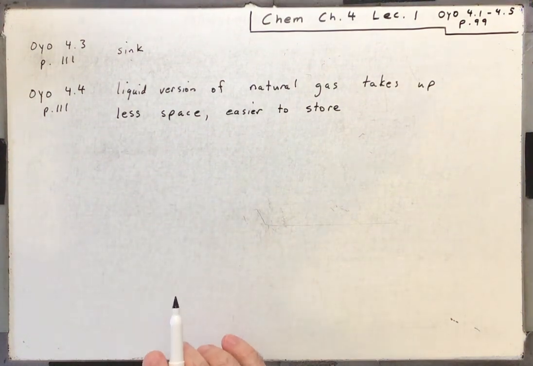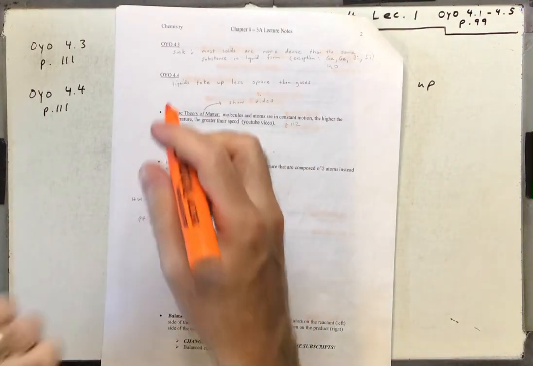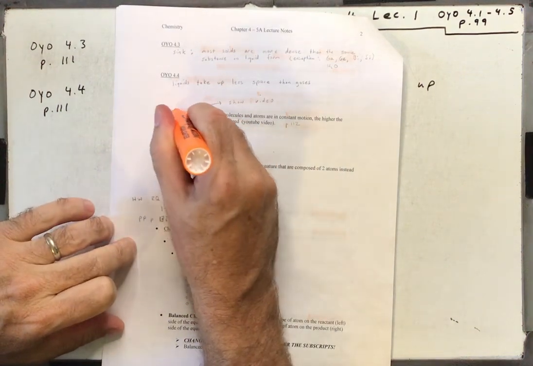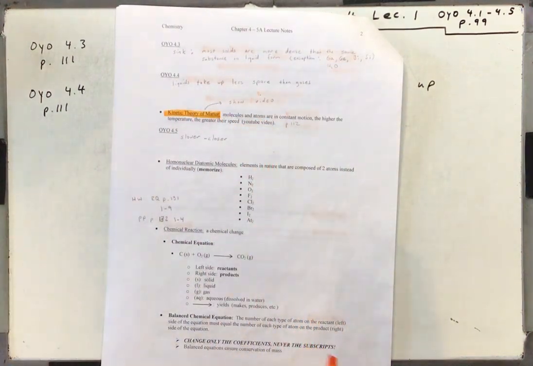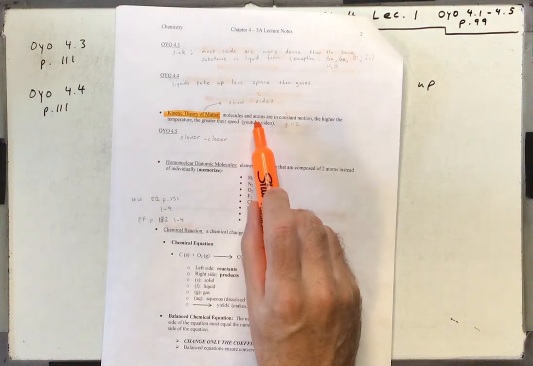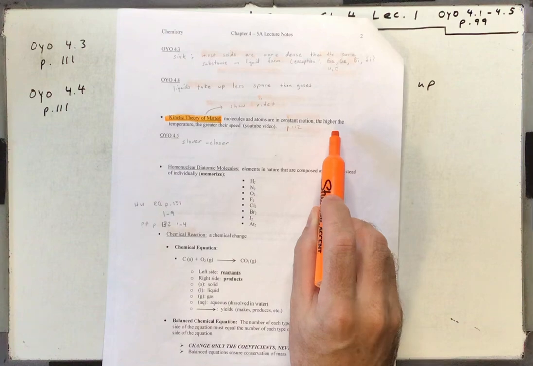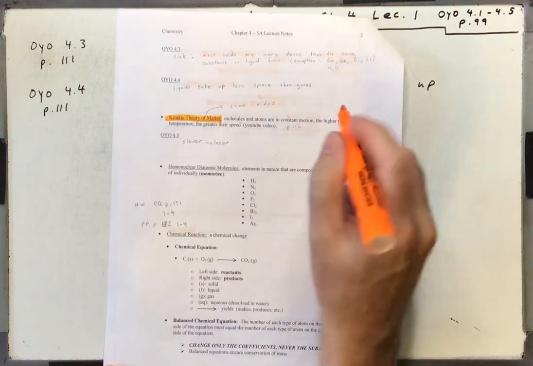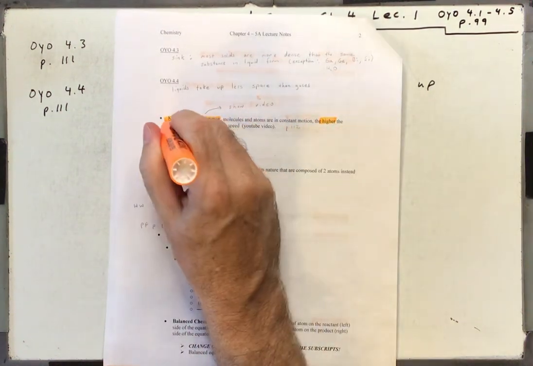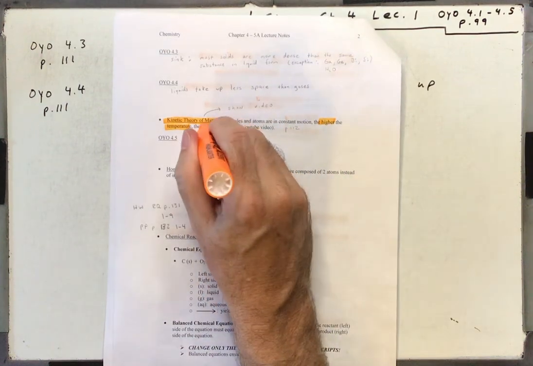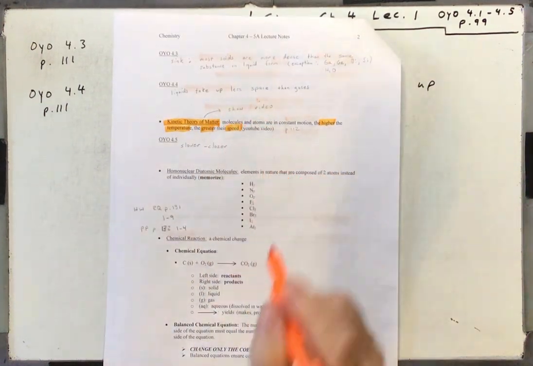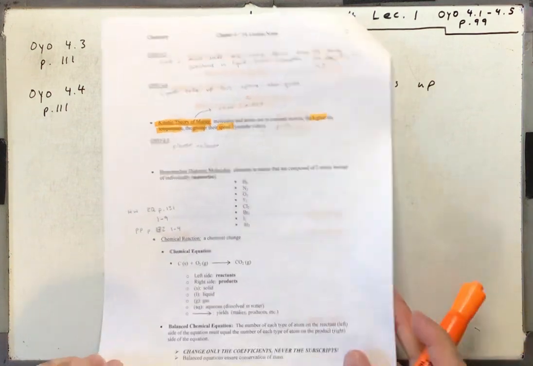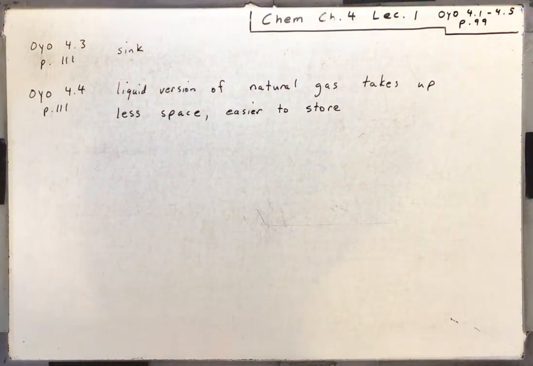All right, so almost done with this lecture. We'll talk for just a second about the kinetic theory of matter. I'll have a video linked in the description box for you to watch, just a very, very short video. The kinetic theory of matter is that molecules and atoms are in constant motion. The higher the temperature, the greater their speed. So that probably makes some amount of common sense to you.